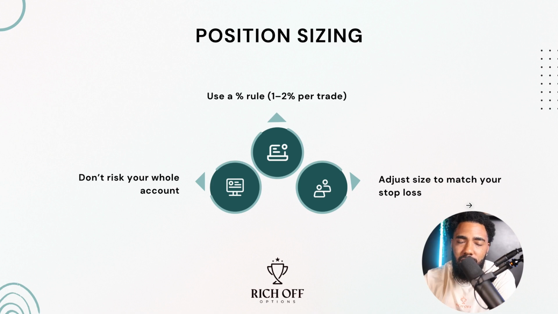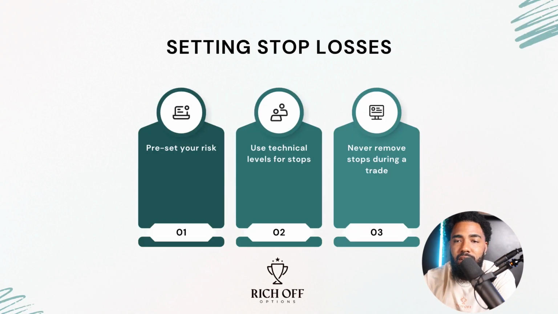Common sense, y'all. Listen, do not go full port. Do not risk your full port. All right. Setting stop losses. Preset your risk. Use technical levels above stops and never remove stops during the trade. Never remove your stop. The reason you don't want to remove your stop is because you'll pull it down and you'll lose it all. You know where you wanted to stop. By then your emotions are involved, so if it's not going your direction, go ahead and take the stop.